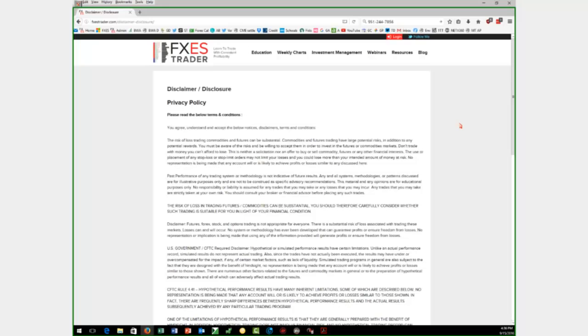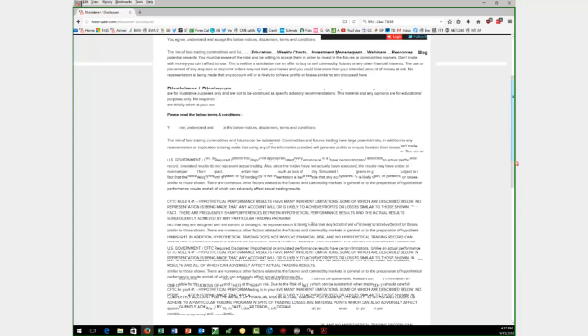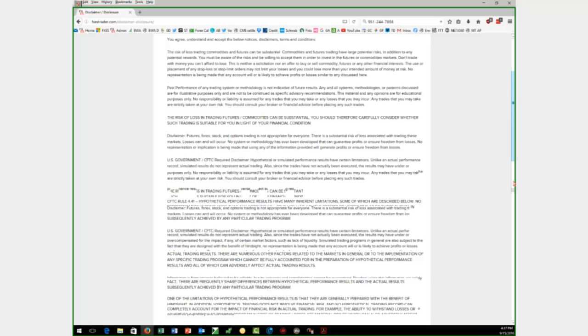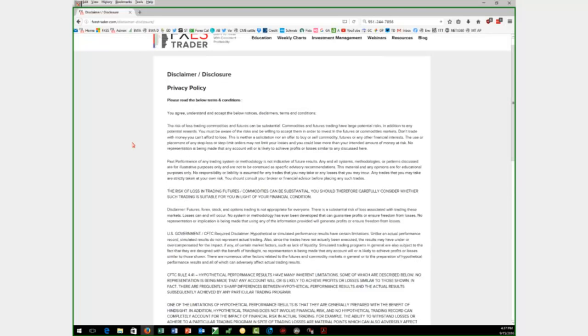So the risk of loss trading commodities and futures can be substantial. Trust me, I know this firsthand. I've seen a lot of students come to us that have blown out accounts. You really should carefully consider whether such trading is suitable for you in light of your financial condition. Risk management is the top of the heap as far as the concerns I have for new students. So just know the things, especially the last 3 days, could be quite volatile. And you want to be clear that you're not trading with your mortgage money or your rent money that you're using to pay next month's bills.